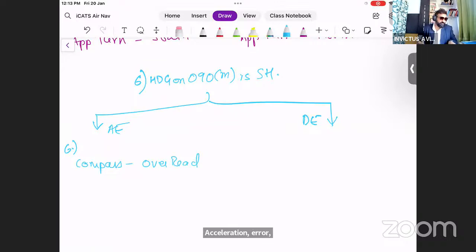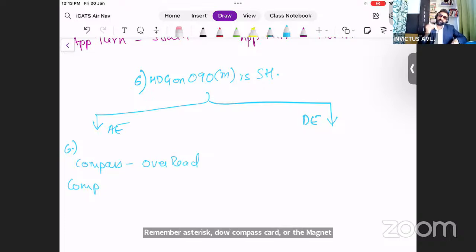I like this. Now, everyone wants to top. I like that. And you will write compass card or the magnet assembly. Remember, put an asterisk: compass card or the magnet assembly. It's going to be the same thing. But in acceleration error they don't talk about the magnet assembly, they talk about the compass card, but in turning error they talk about the magnet assembly. So here it is reversed, but the meaning should be the same for you.